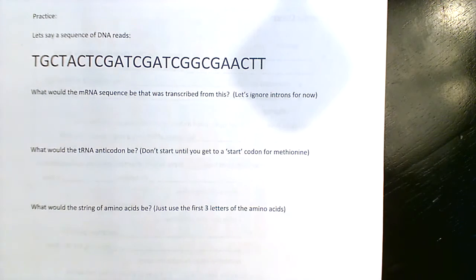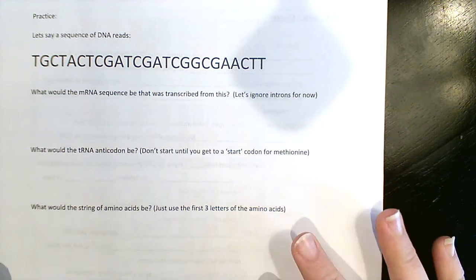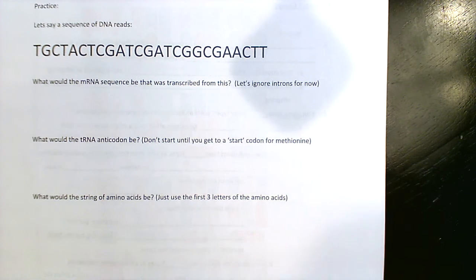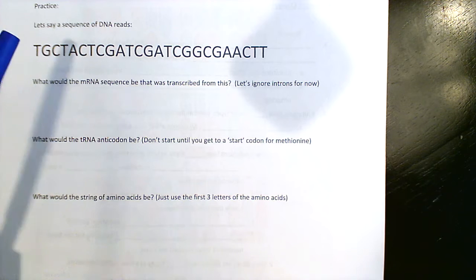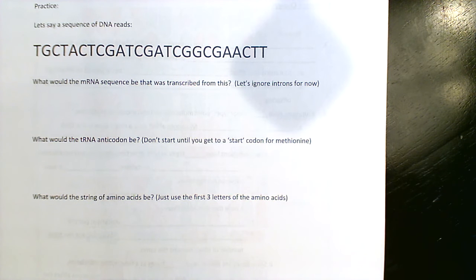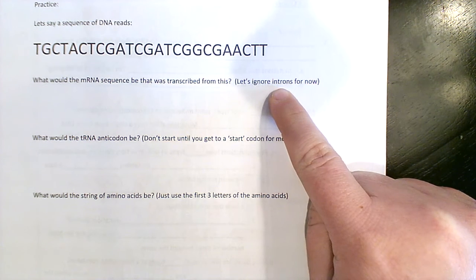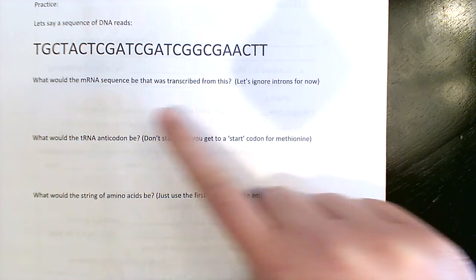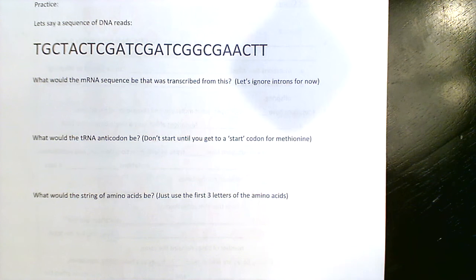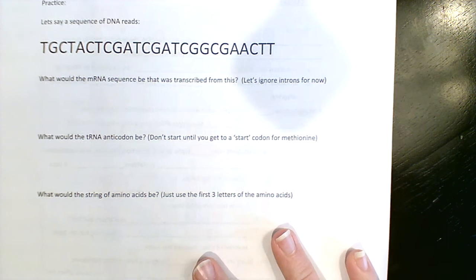So let's do a little practice here. All right. So it says, let's say a sequence of DNA reads this. What would be the mRNA sequence transcribed from this? And we're going to ignore introns. Remember, introns are the kind of junk DNA that after you transcribe, you would cut out. Okay, but we're going to ignore that for right now.